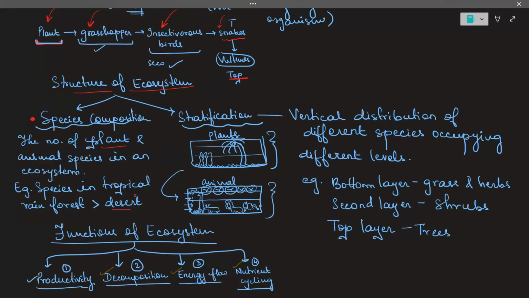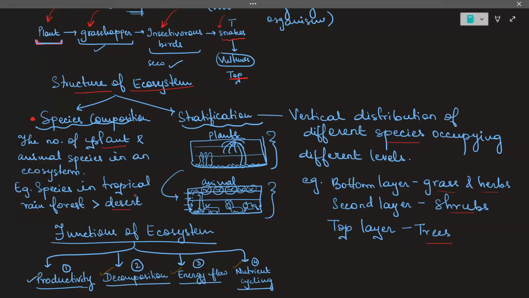And stratification, we saw the vertical distribution of different species. In the bottom layer, we have the grass and the herbs. In the second layer, we have the shrubs, and the top layer are the trees. All the organisms will be present like that. For example, giraffes will be eating from the tall trees. They will not go for the herbs or the grasses. And the goats go for the herbs and the grasses. That is why this is called stratification: different species occupying different levels.